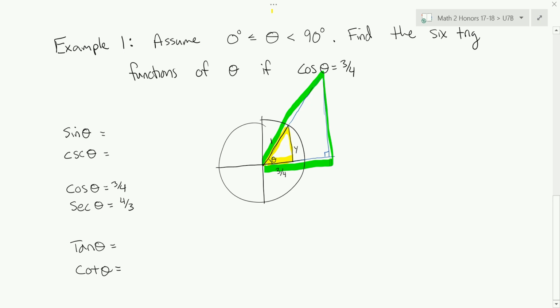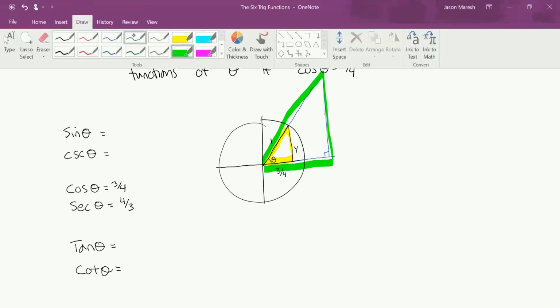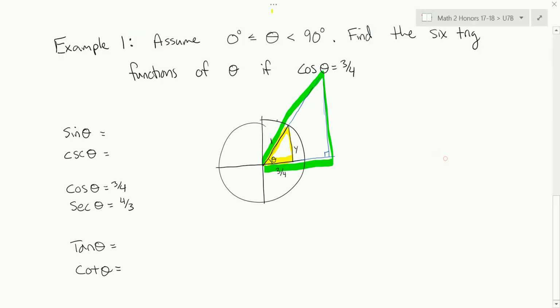Now, for the larger triangle, I'm going to scale it out. I'm going to take that small triangle and multiply all the side lengths by 4, so that the hypotenuse is now 4, and then the base would be what? What would this length be? 3. If you take 3/4 and multiply it by 4, you get 3.